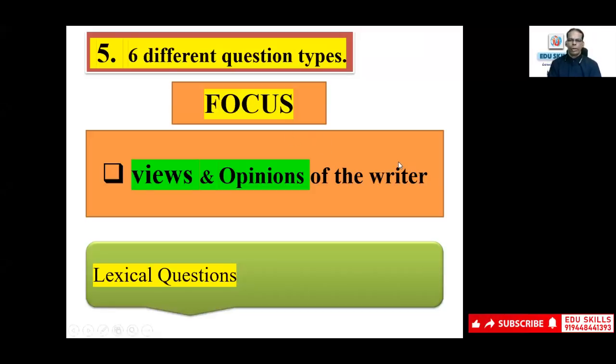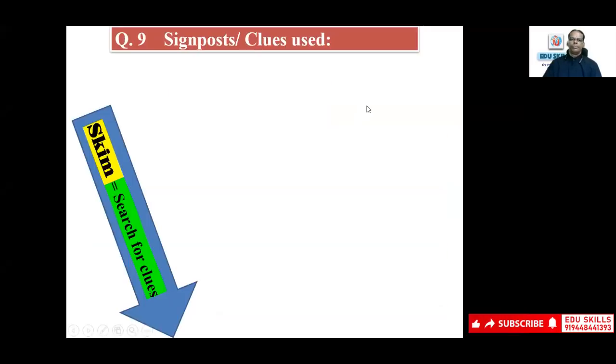Again, day after tomorrow, Thursday at 10 a.m., we have special sessions as per your concerns posted in the mentor server. You will have a special session only on the lexical questions. So today we will be looking into views and opinions of the writer.